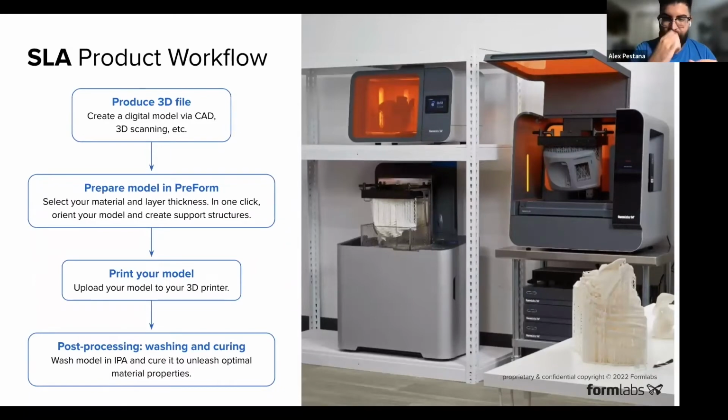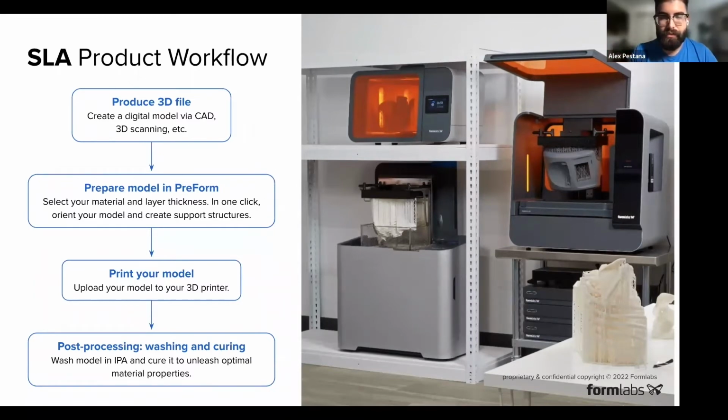So I hinted at the workflow, but just double clicking on it a little bit. With any AM process, you need to produce a 3D file, whether that's something you've downloaded off the internet or developed yourself in any CAD program, and you'll export out of that CAD platform an STL file, which is the bone standard file type for any additive process. You then would take that STL file, put it into our print prep software, which is called PreForm, which is free to use. You can download it today.